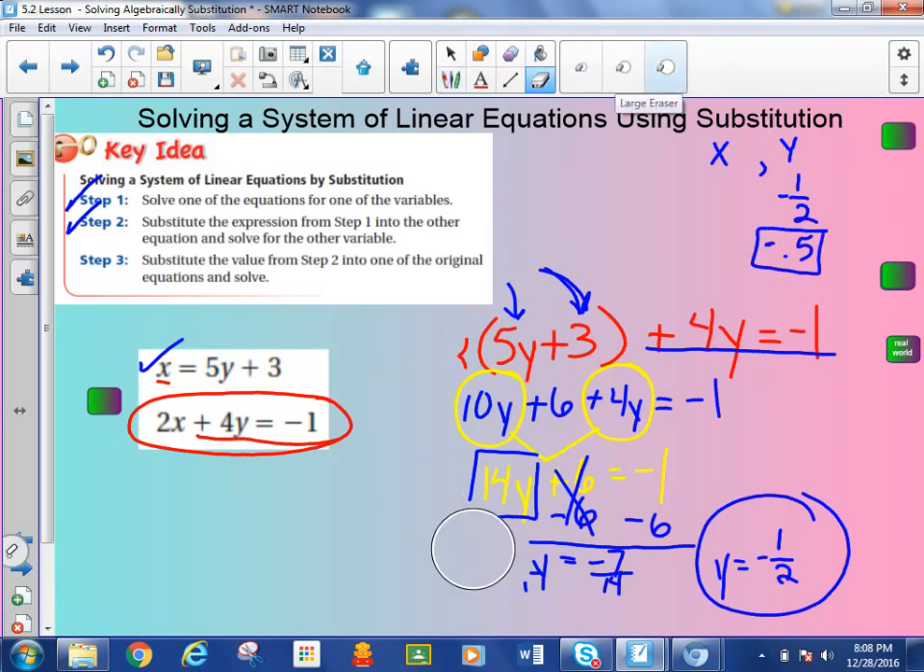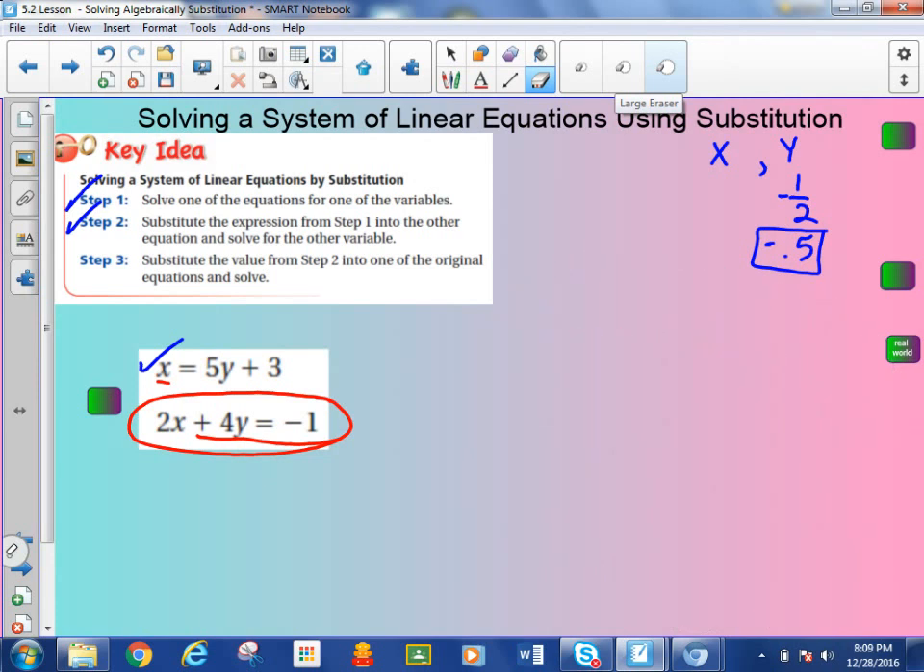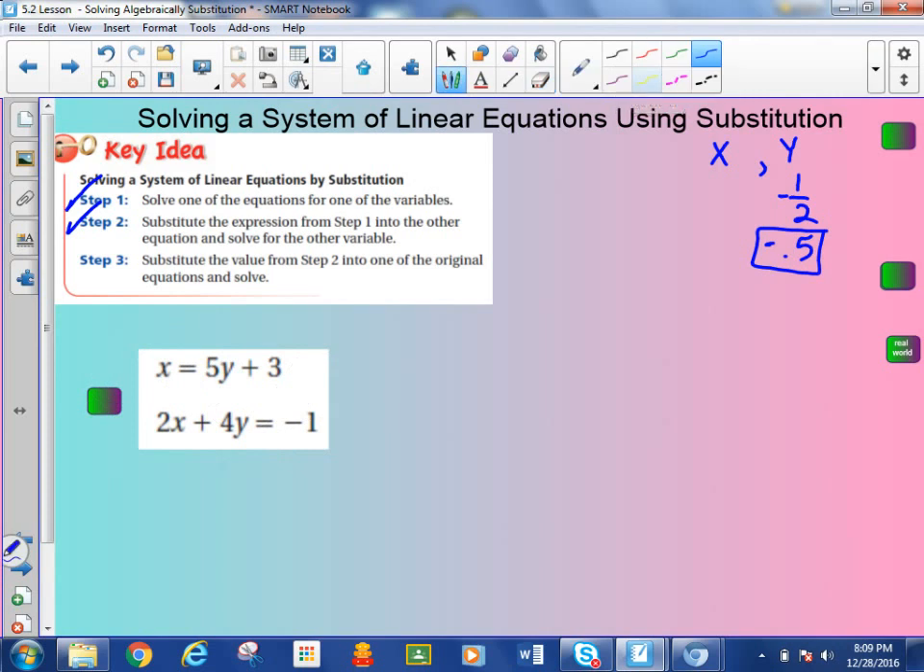Okay, so I'm going to erase this. And I'm now going to use this top equation because that already has x isolated. And I want to find out what x is. So x equals 5 times y, which I said I'm going to use the negative 0.5, and then plus 3. Okay, so here is where I would recommend use that calculator if you need it. Okay, I don't want you to go through and make a basic mistake at this point. I would prefer you to go ahead and use your calculator if you really need it.